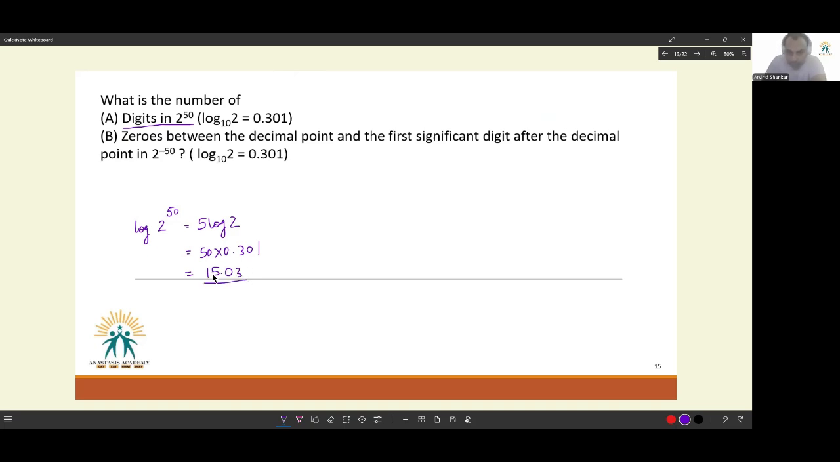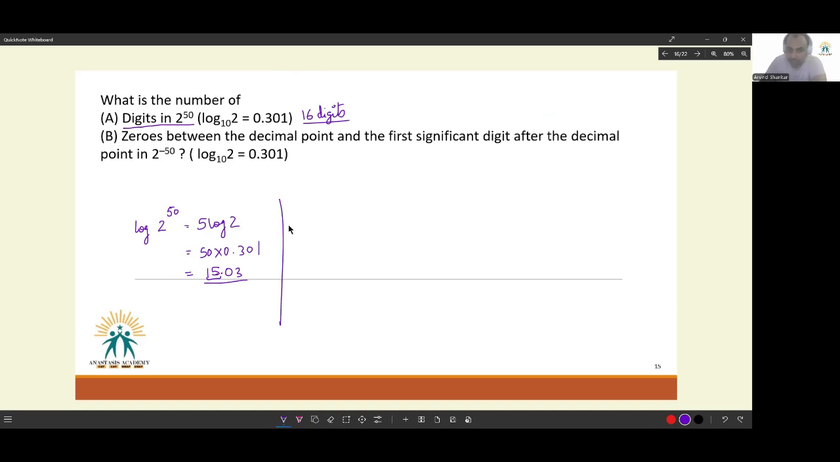Now this tells us the portion ahead of the decimal. For positive numbers, the portion ahead of the decimal is 1 less than the number of digits in the number. How many digits are there? 1 more than 15. There are 16 digits here. There are 16 digits in this.